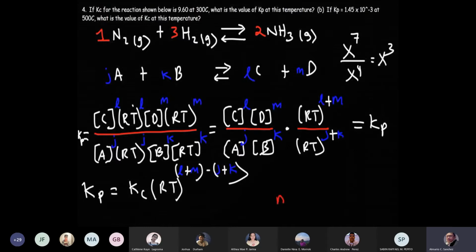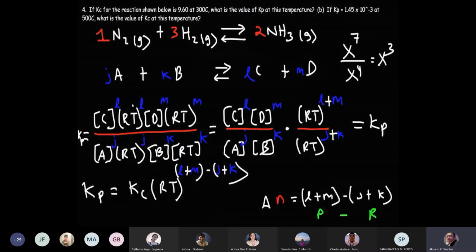Now, we can define delta N as being the sum of the coefficients of the products minus the sum of the coefficients of the reactants. So J and K represent the coefficients of the reactants. L and M represent the coefficients of the products. So delta N is basically the sum of the coefficients of the products minus reactants.